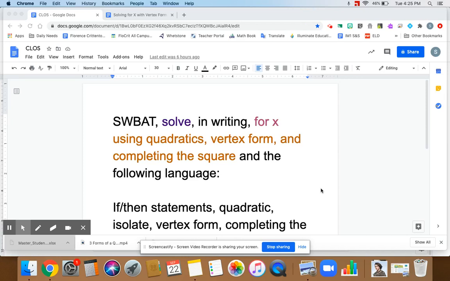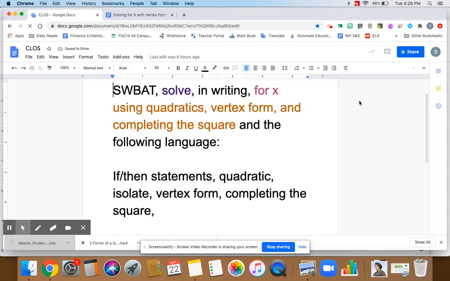So our CLO for these notes are that students will be able to solve in writing for x using quadratics, vertex form, and completing the square, as well as the following language: if-then statements, quadratic, isolate, vertex form, and completing the square. So in your own words, explain what you think we're going to learn in this lesson.